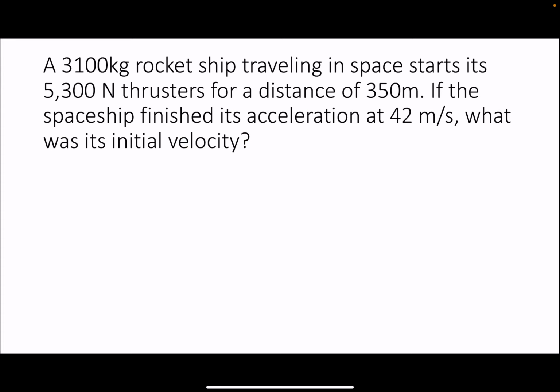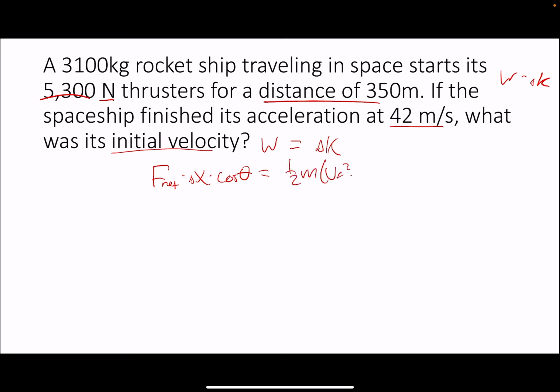So again, we have a change in velocity, which means we have a change in kinetic energy, and then we have a force over a distance, which means we have work. If you ever see a force over a distance and you see a change in velocity, that means we're going to use the work energy theorem to relate them. Therefore, the net force times the delta x times cosine theta is equal to 1/2 m V final squared minus V initial squared.